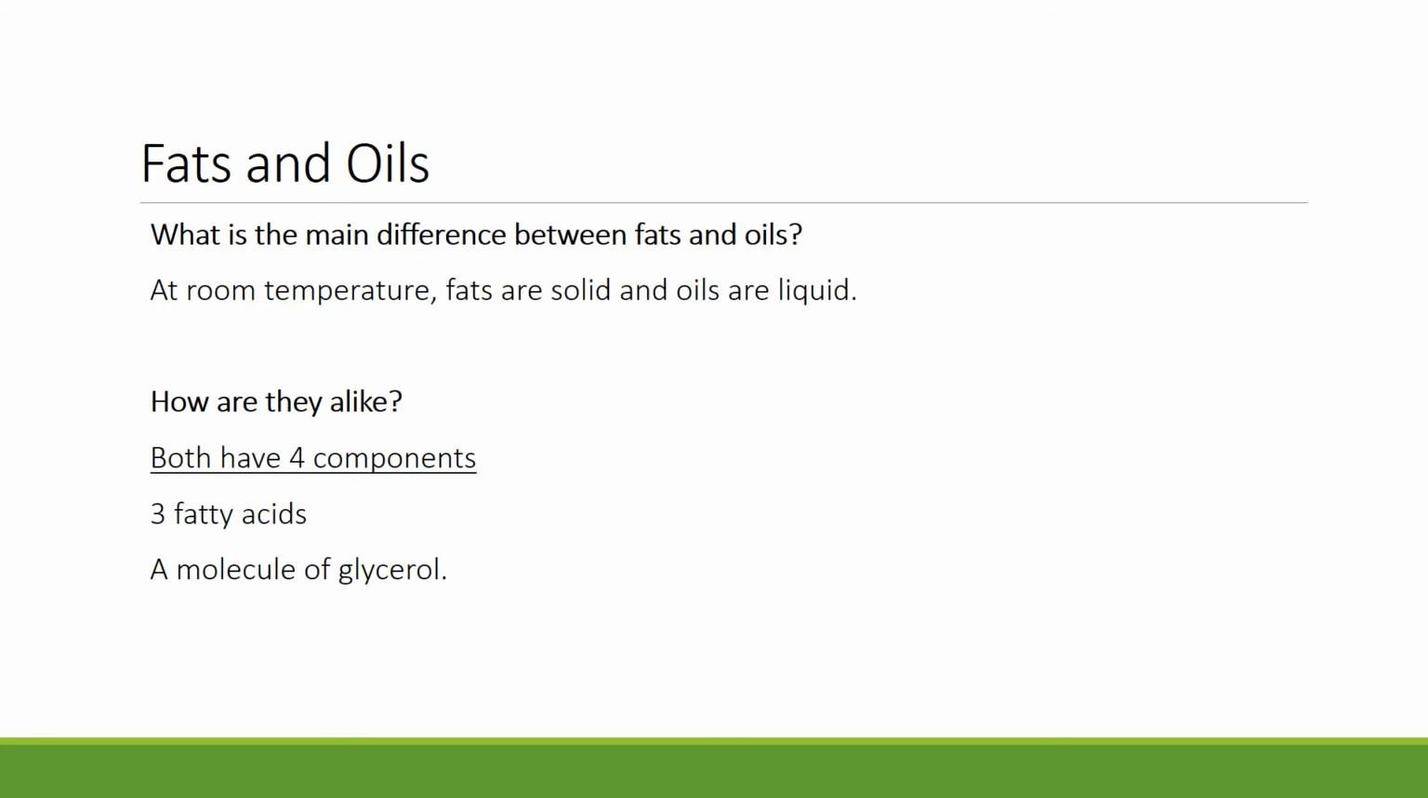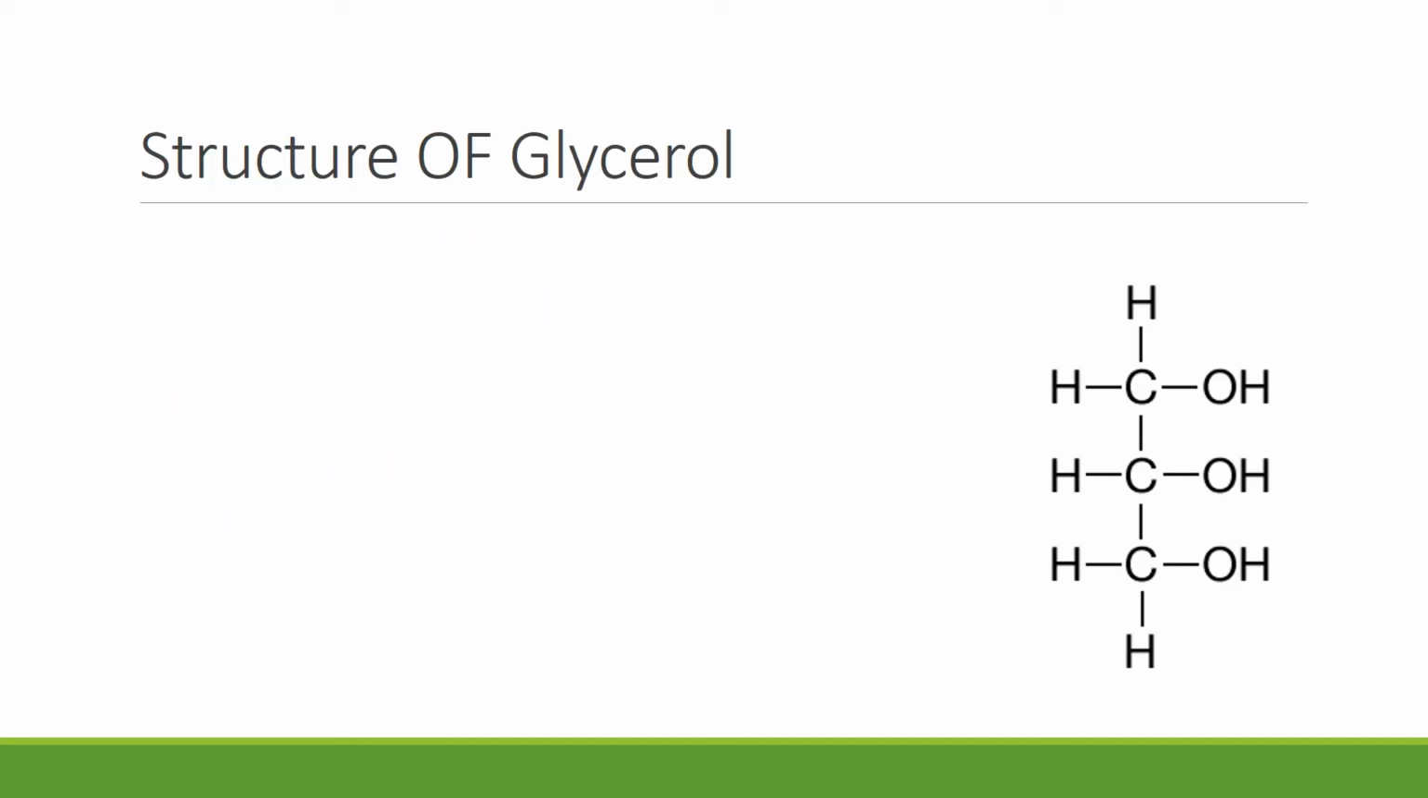The next 2 groups of lipids are the fats and oils. The main difference between fats and oils is at room temperature fats are solid and oils are liquid, but they also have some similarities. Both of them have 4 components, 3 fatty acids and a molecule of glycerol at the core. The core of fats and oils is a molecule called glycerol. The structure on this slide shows you what glycerol looks like.